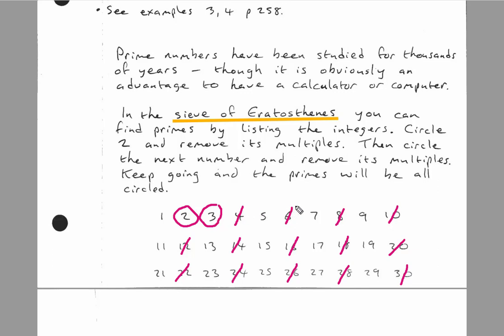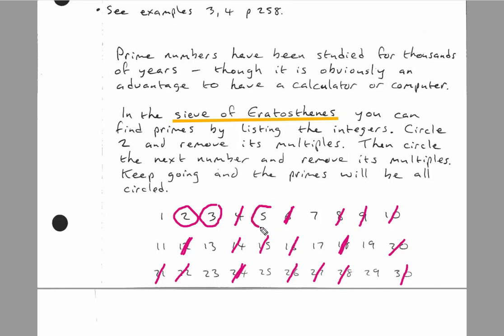Okay, so 2 times 3, that's already crossed out. 3 times 3, 4 times 3, 7 times 3, 8 times 3 is 24, 9 times 3. Yes, every multiple of 3, that's not going to be prime.